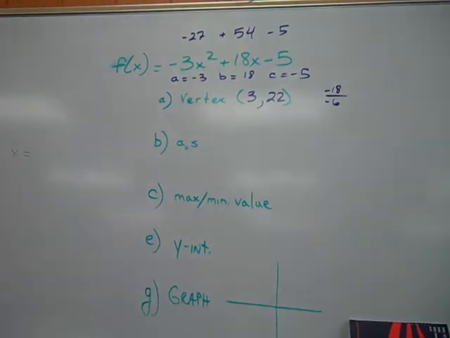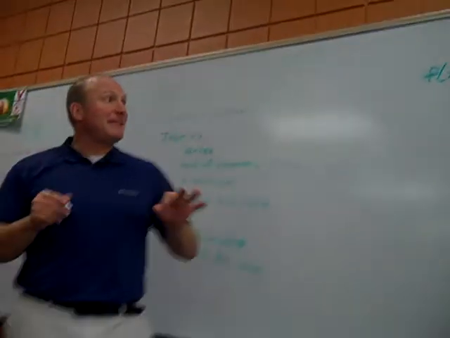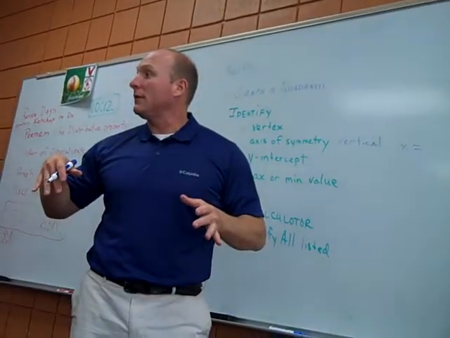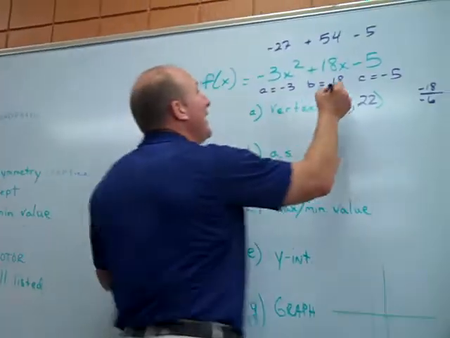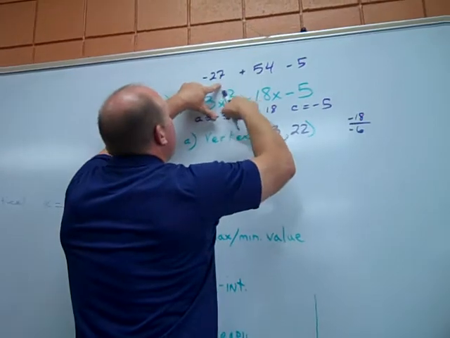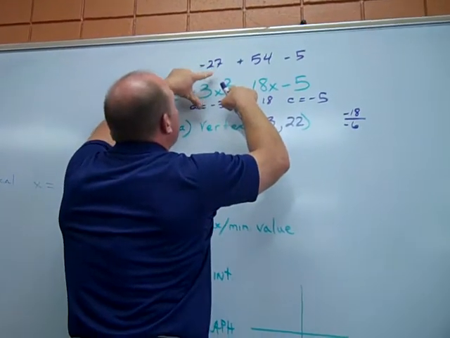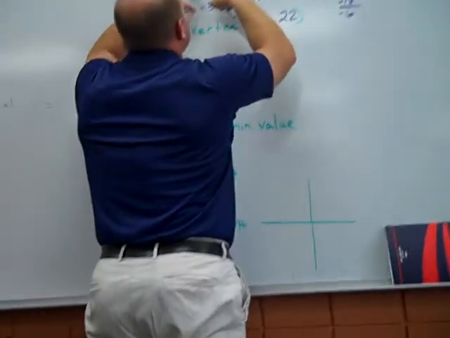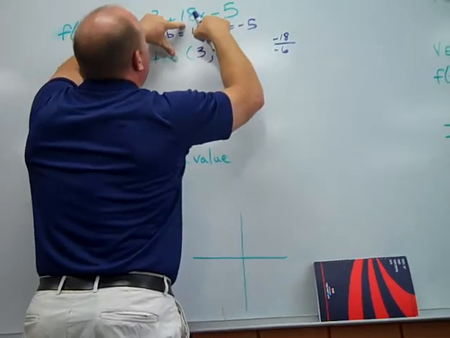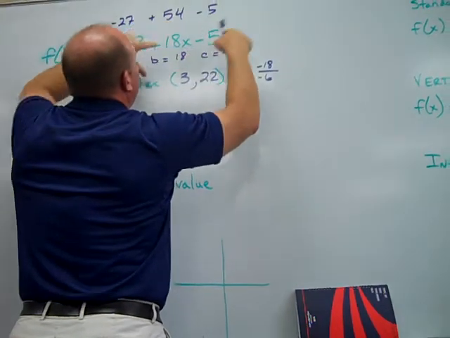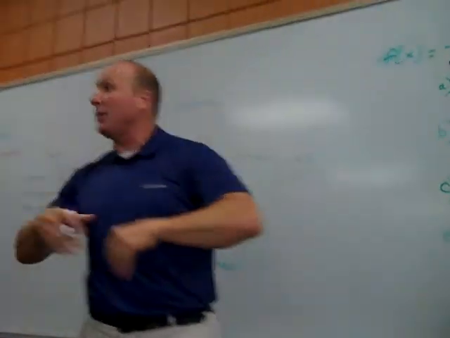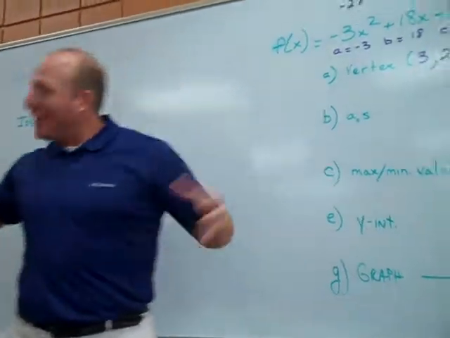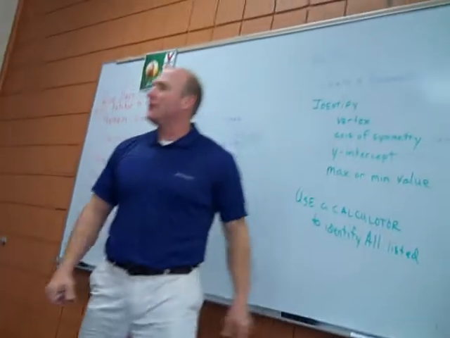Paige. So you got the 3 from the A. Opposite of B over 2A. Okay, but then where's the 22? I plug it in. 3 squared is 9. -3 times 9 is -27. 18 times 3 is 54, and then minus 5. So I plugged in that 3 value. Oh, and so you just add that together. Exactly. Put it all together. Good job, Paige. Very good.